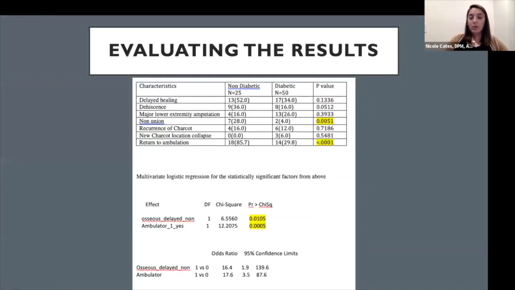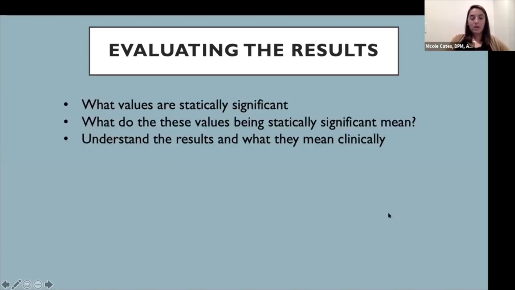And so what do we get back from the statistician, and how do we actually evaluate this? So initially, you want to see what values are statistically significant. And what do these values mean? What is the meaning of the statistical significance? So you want to understand the results of them.